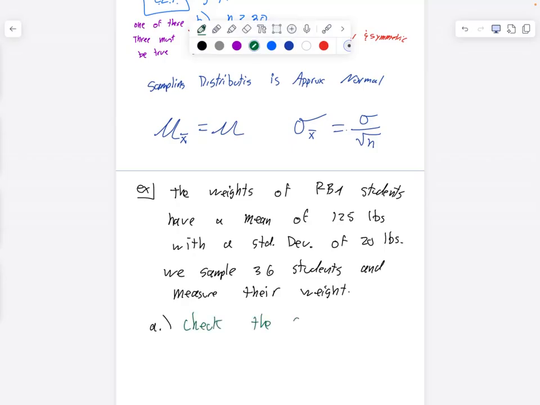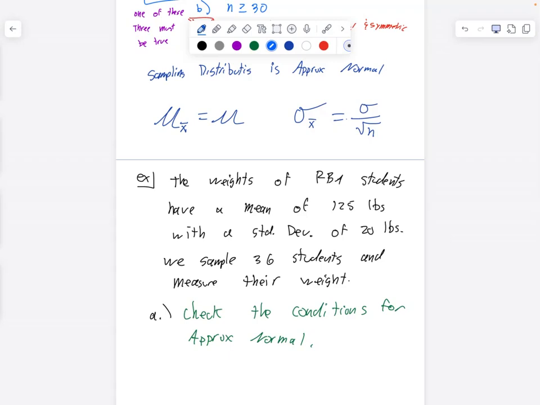If I was lazy, maybe I went to the gym and I only asked the students that are in the gym and I got their weights. That's bias because the people that are in the gym are likely not like the other students, like the general population of the school, right? So, but I'm just going to add randomly. So let's check our conditions.